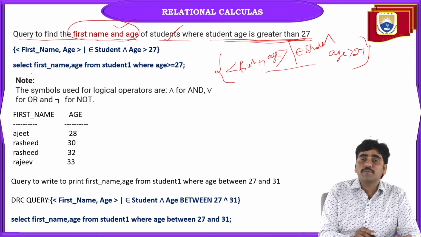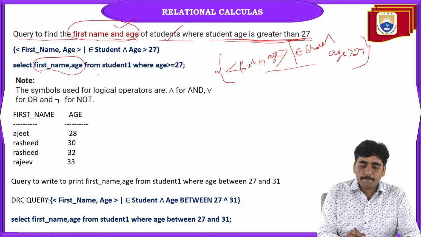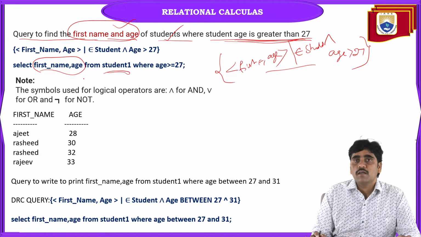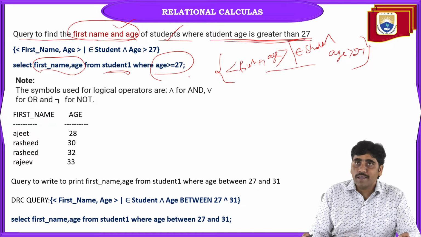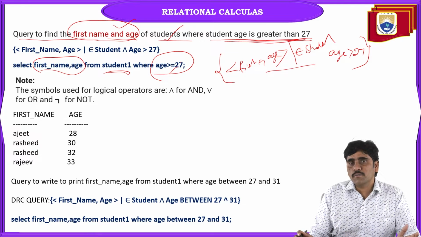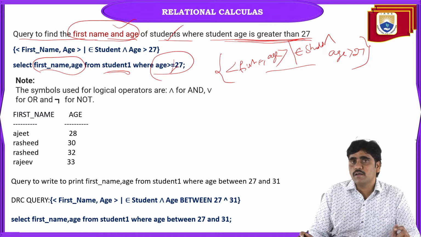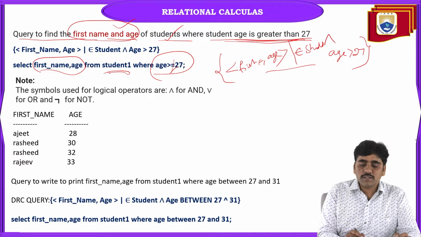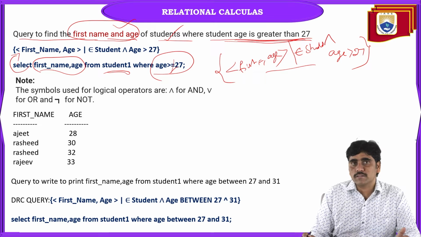Generally we write the procedural query like this: select first name comma age from the table Student where age greater than 27. If you want to mention equals also, you can use greater than or equal to 27. If you do not want equals, then age greater than 27. Based on this procedural query, we can build a relational calculus query like this.